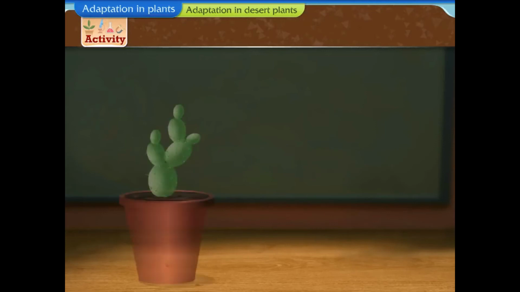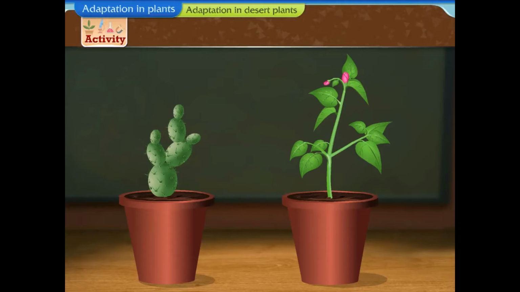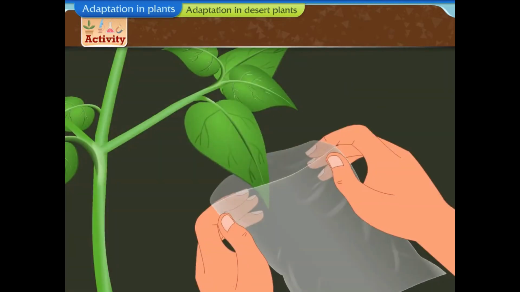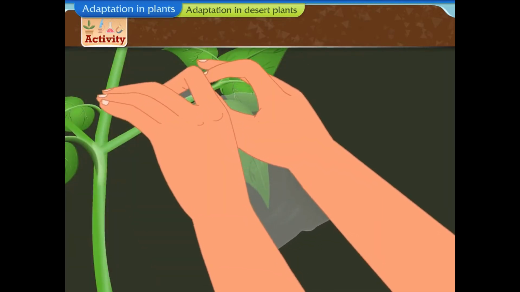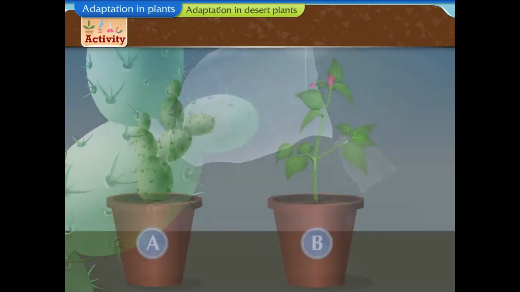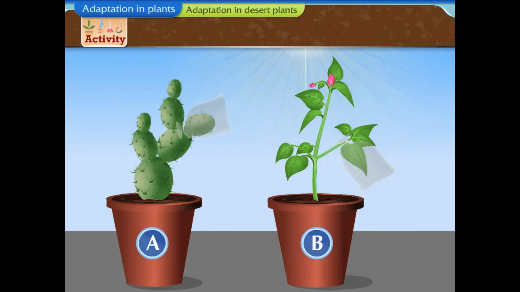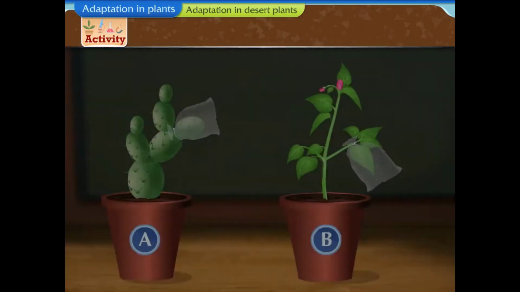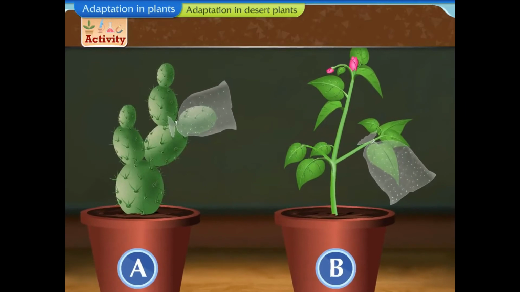Activity. First, let us take a potted plant of cactus and a potted leafy plant. Label them as A and B respectively. Now let us loosely tie one plastic bag each around the leaves of both the plants. Keep both the pots in sunlight from early in the morning. In the afternoon, let us bring them inside the classroom and observe the plastic bags tied around both the plants.